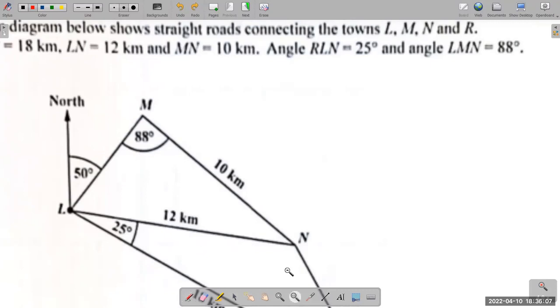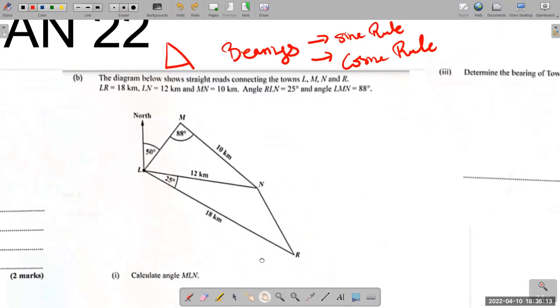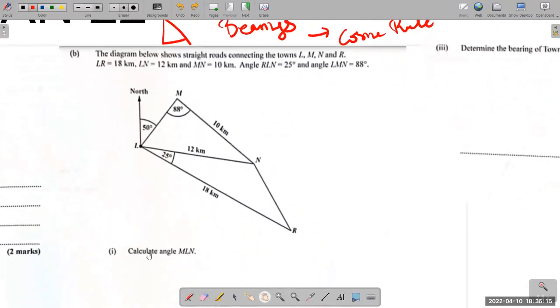So basically, from the image, we can see that all of the necessary information is here. Let's look at the first question. Calculate angle MLN. Let's look for where that is. M, yeah, M. Let me go back through this question. It says calculate angle MLN. So that means this angle here.